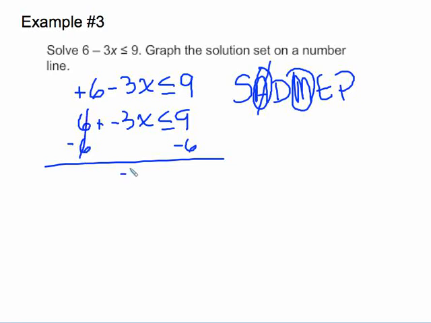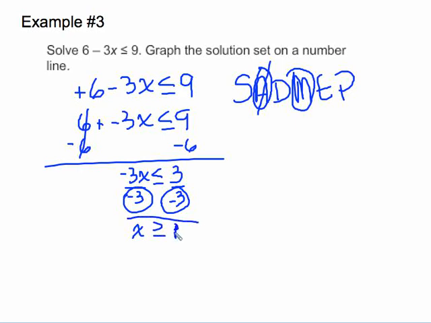That's going to give me negative 3x is less than or equal to 3. And here's the next point at which I need to be really careful. I see that my coefficient is negative, so I'm going to be dividing by negative 3 on each side. Since I'm dividing by a negative on each side, that means I need to remember to flip my inequality sign. So I know that x is going to be greater than or equal to negative 1.